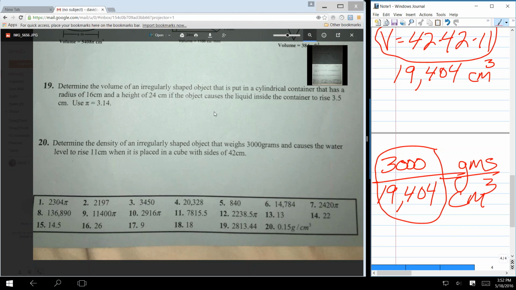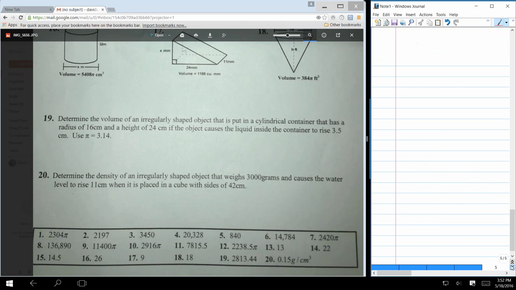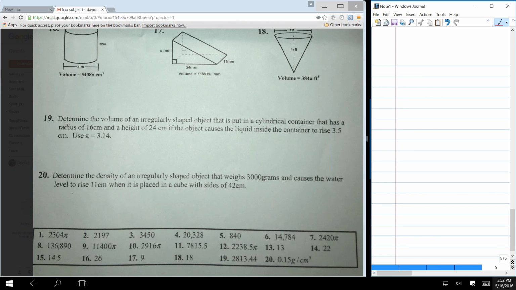We'll do 19. Now here, they don't want the density, they want the volume. It's in a cylindrical container. So do I have to find the circumference? No. Or the area? Hold on.